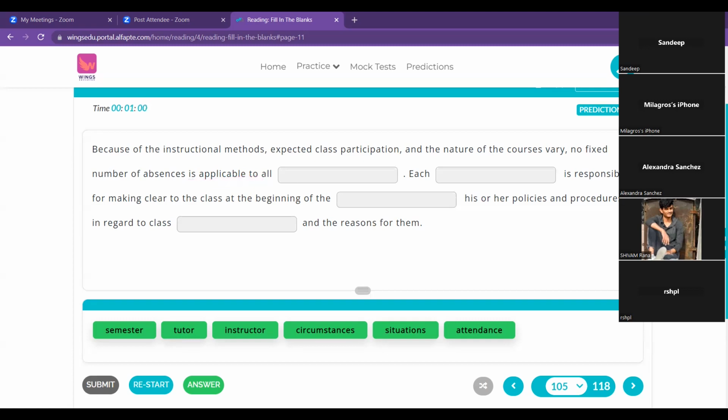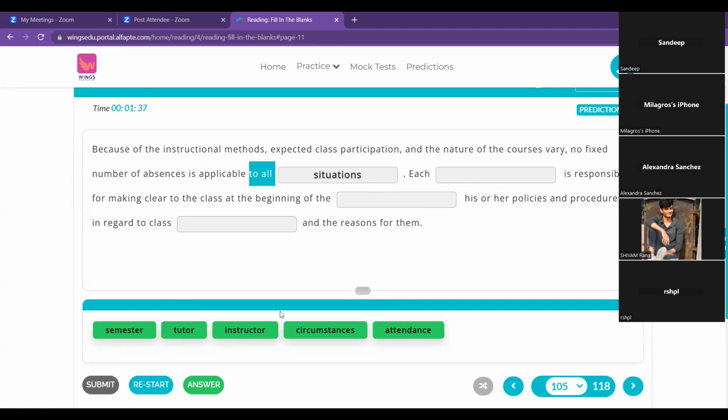Okay. Applicable to all what? Situations. Yes. So with applicable, what is the best collocation? Applicable to. With "to", we use situations. Applicable to situations. Yep. Next one. Each tutor. Each something. Not tutor. We're talking about instruction. Because look here, instruction. That's where they've confused you, and that is always what PTE does. We're not talking about a tutor here. We're talking about instructional methods. So this has to be an instructor.